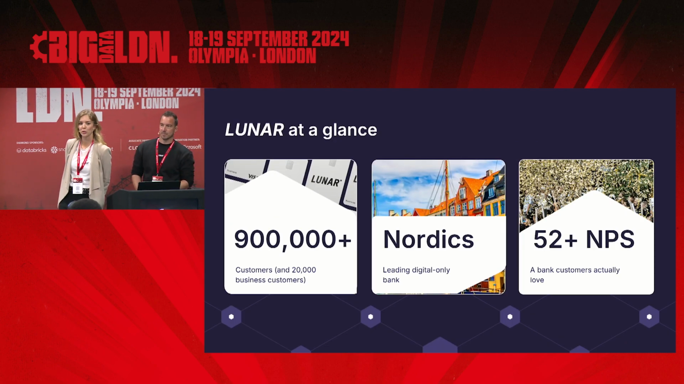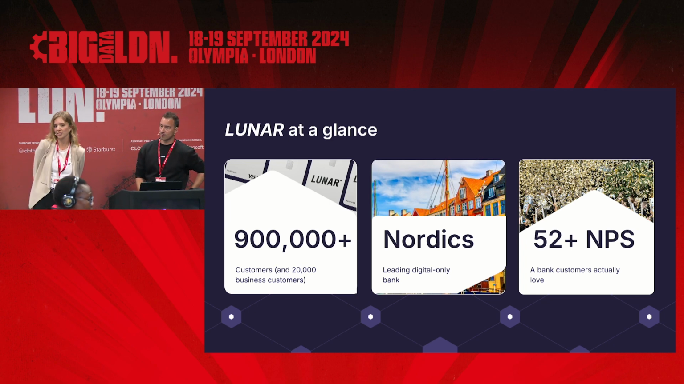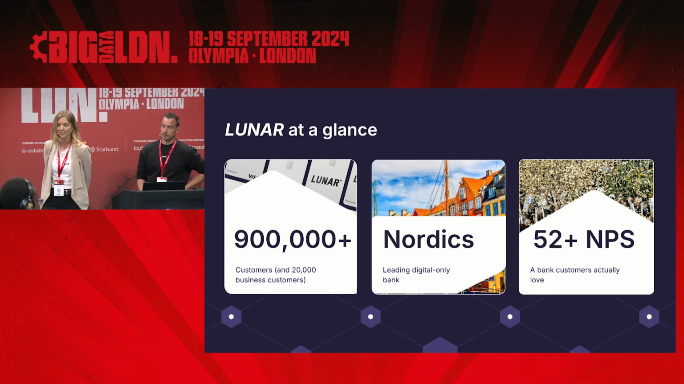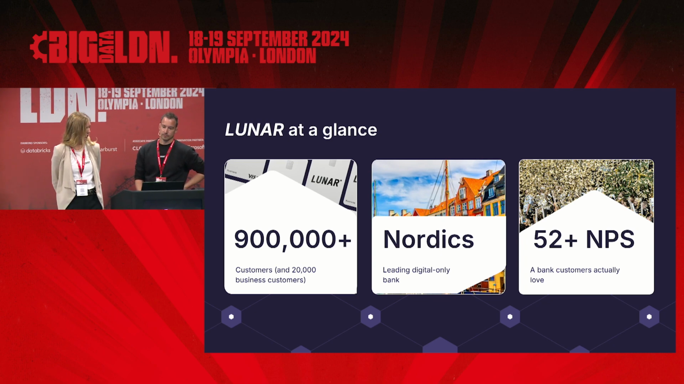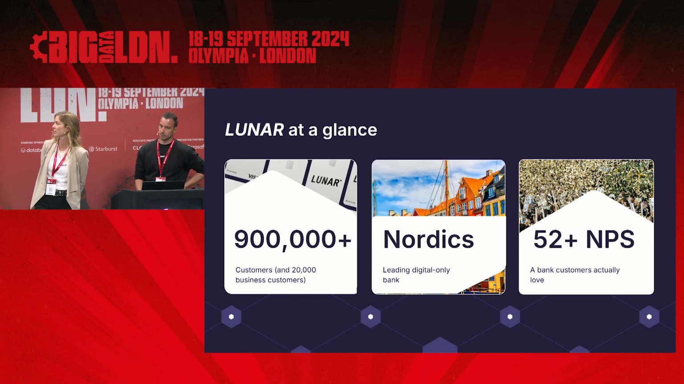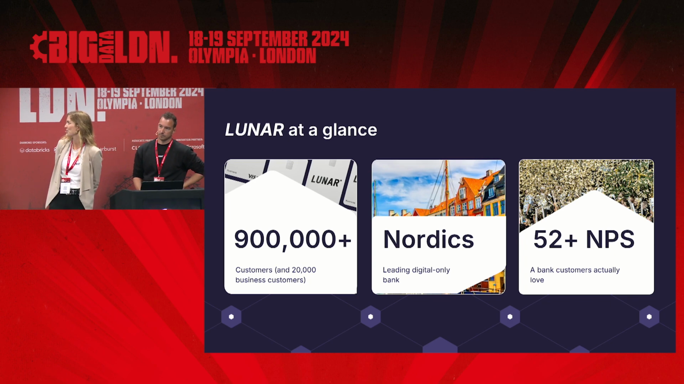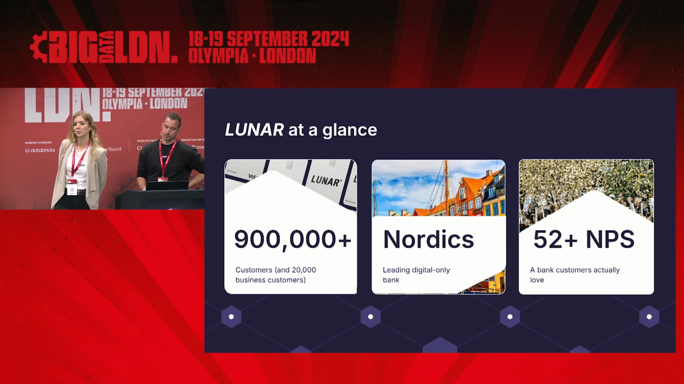So first of all, who is Lunar? Lunar is a bank, a 100% digital bank in the Nordics. We have a Danish banking license, and we were started back in 2015. We have approximately 900,000 private customers, and also almost 20,000 business customers now. Relatively new, but still a lot. We are also a bank that our customers actually like, as you can see here, with 52 plus NPS. And we focus a lot on customer satisfaction.